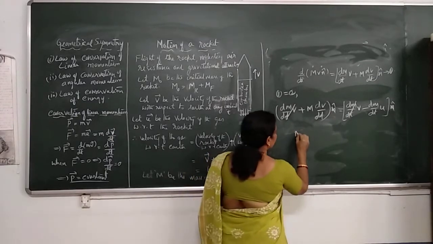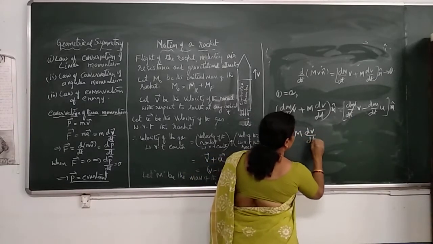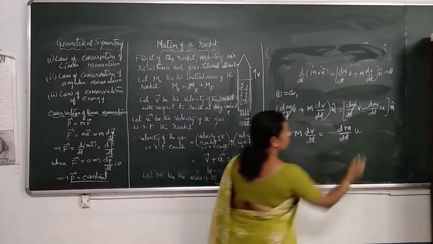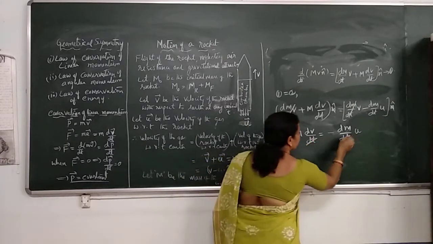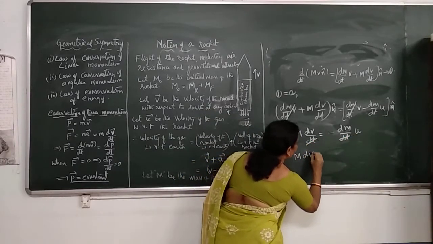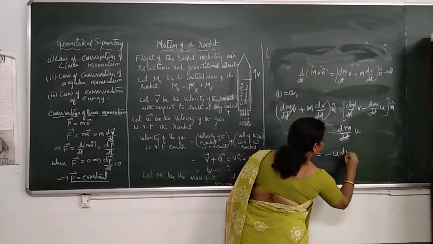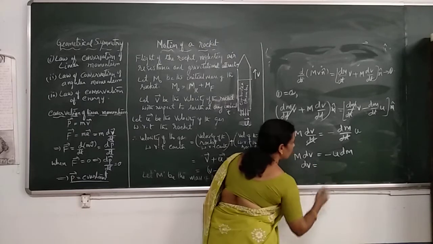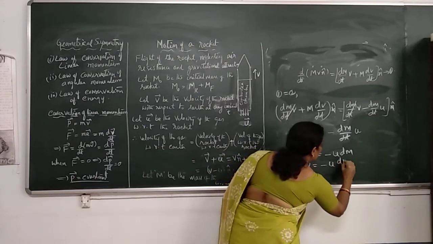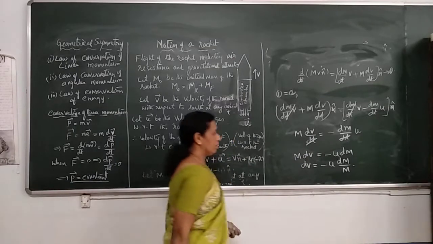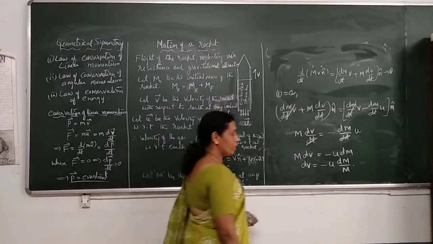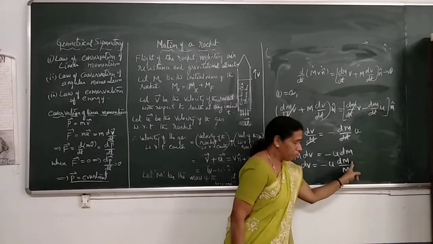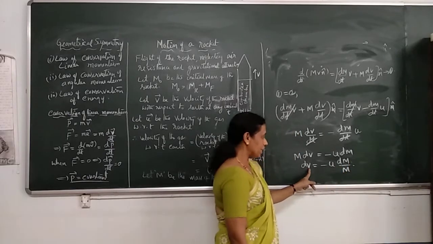So what's remaining? m dv/dt is equal to minus dm/dt u. The dt gets cancelled, remaining m dv is equal to minus u dm. From this you can write dv equal to minus u dm by m. This is the expression for change in velocity with change in mass. When the mass changes by dm, the velocity changes by dv.